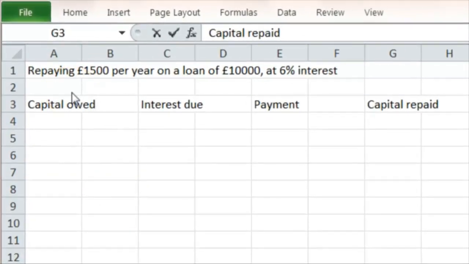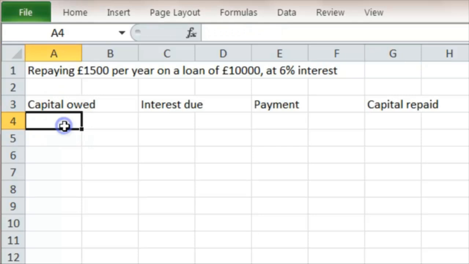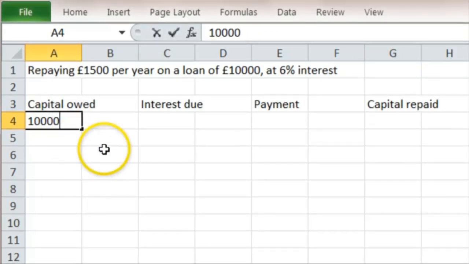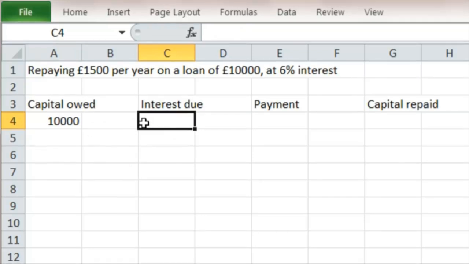I've taken a loan of £10,000 from a bank. I'm paying them £1,500 a year back, and the interest is 6%. And we construct what's called an amortized schedule, which has got four columns. The first one is how much money we still owe them. So at the beginning, we owe £10,000. We can then calculate what interest we need to pay on that in the first year.